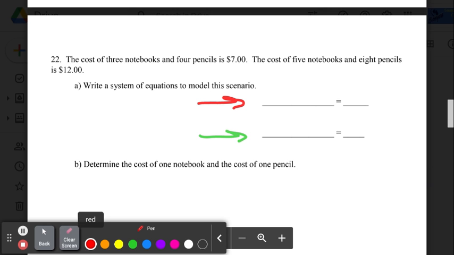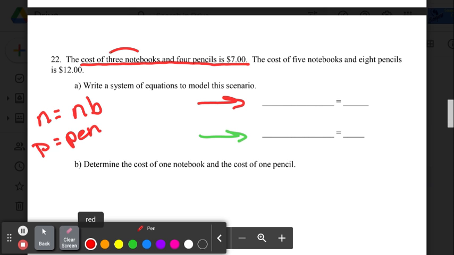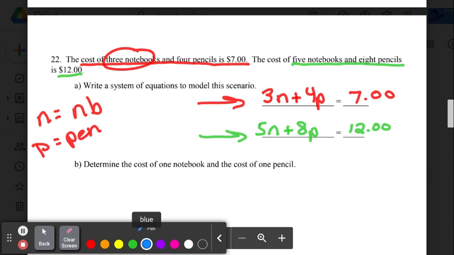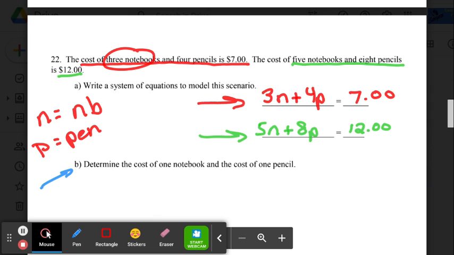So I have the cost of 3 notebooks and 4 pencils is $7. Well, I'm going to use N for notebook and P for pencil. So 3 notebooks, that would be 3N, plus 4P equals 7. And then the cost of 5 notebooks and 8 pencils is $12. Remember, is means equals. 5N plus 8P equals 12. There's your system.